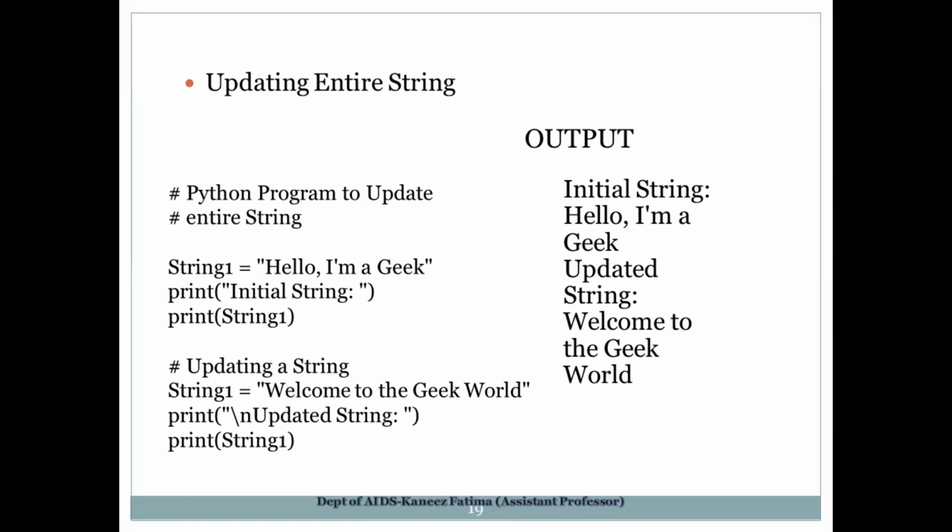So first I'll get the normal initial string as an output here. You can see here, print first initial string, I got an output. Print of string1, that is "Hello, I am G", I got it here. Then when I'm going for updating a string, "Welcome to the G world", I got this. Then if I'm printing string1 again, I get "Welcome to the G world". That is how an updating can't be done.